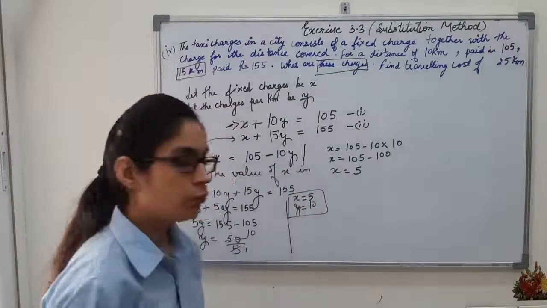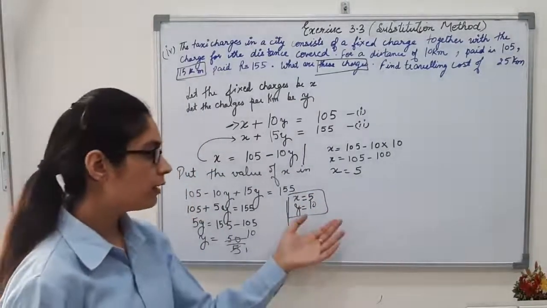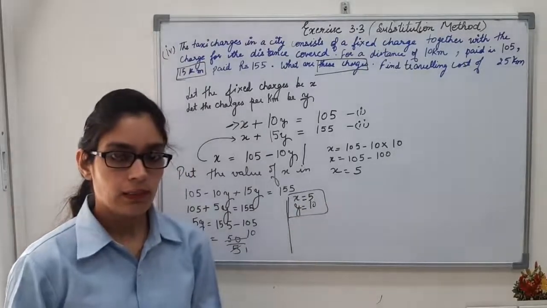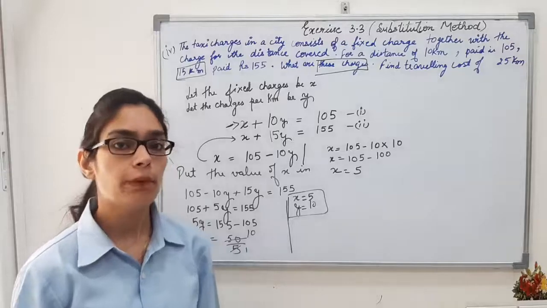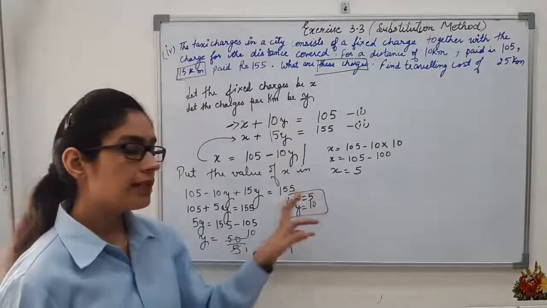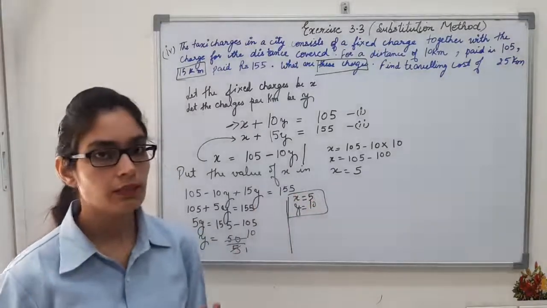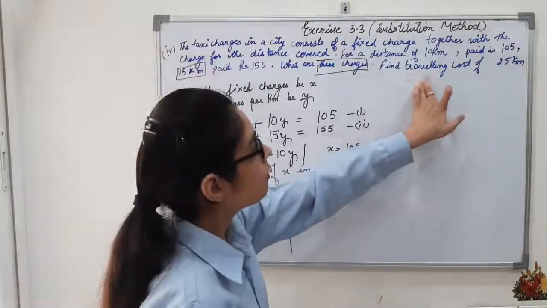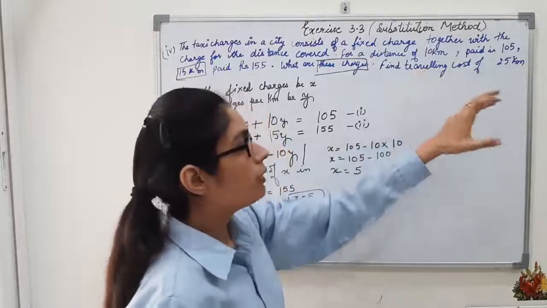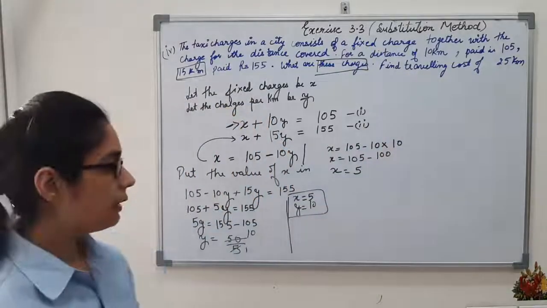That means whichever distance you are traveling, per kilometer is rupees 10. Like for 10 kilometers it will be rupees 100, and plus 5 rupees is fixed. You are charged this every time whenever you are traveling. Now let's move forward to the second part. Find the traveling cost for 25 kilometers.